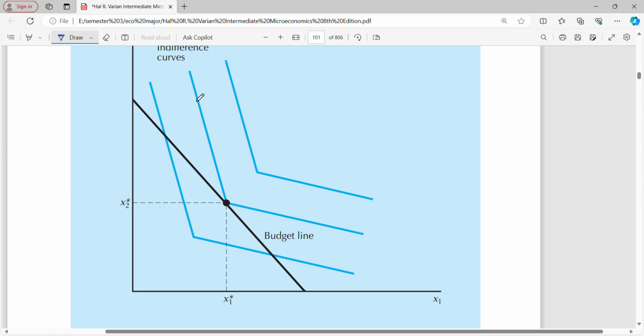If we consider a bundle here and here and here, all of them will have the same tangent line, right? So this is not tangent. So here the budget line is not tangent to the IC, but the bundle is here.